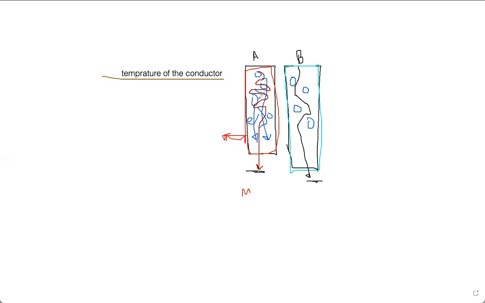So that's why as the temperature of the conductor increases, the resistance also increases. Because again, just keep coming back to the definition of resistance. Resistance is defined as the obstruction offered to the flow of current by the conductor. And that's why if the temperature increases, the resistance increases, and if temperature decreases, the resistance also decreases. So that's a direct proportion.